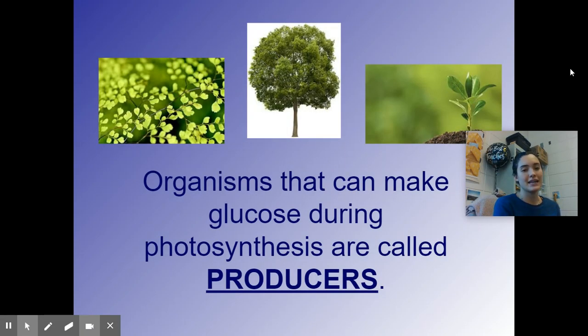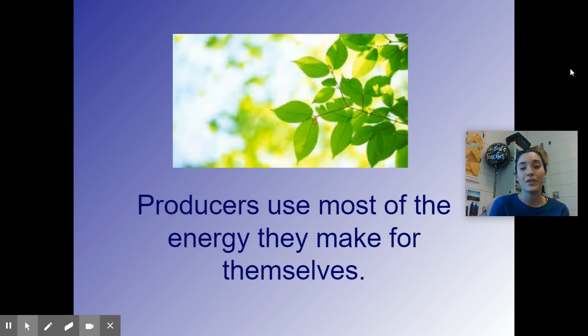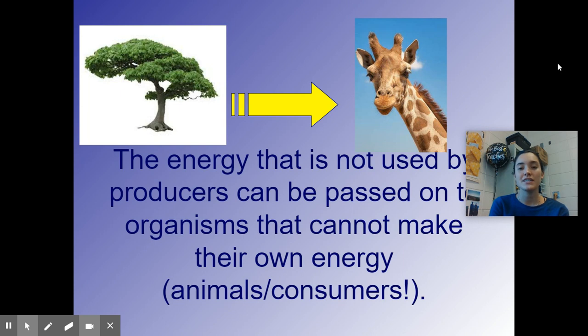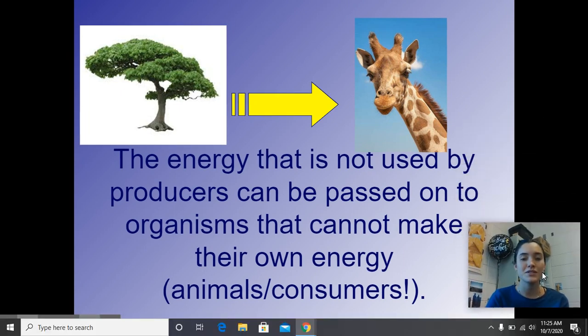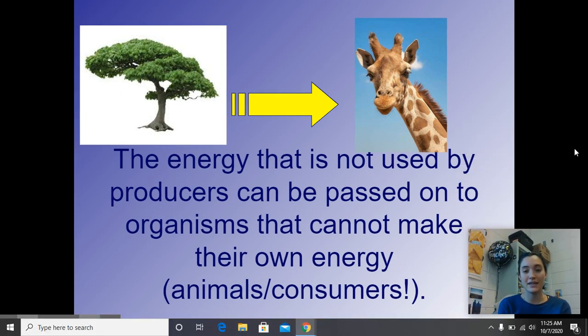So organisms that can make glucose during photosynthesis are called producers, because they're producing oxygen, and they're producing food for other animals. Producers use most of the energy they make for themselves, but the energy that is not used by the producers can be passed on to organisms that cannot make their own energy, like animals, which we call consumers, because they're consuming what the producers are creating.